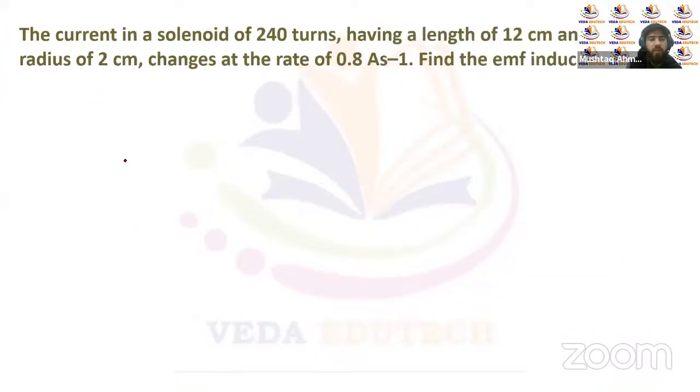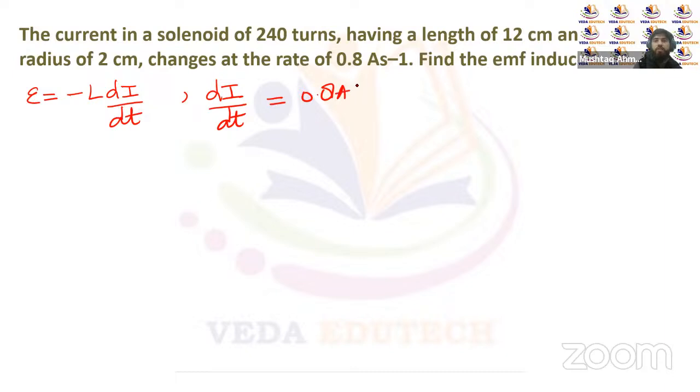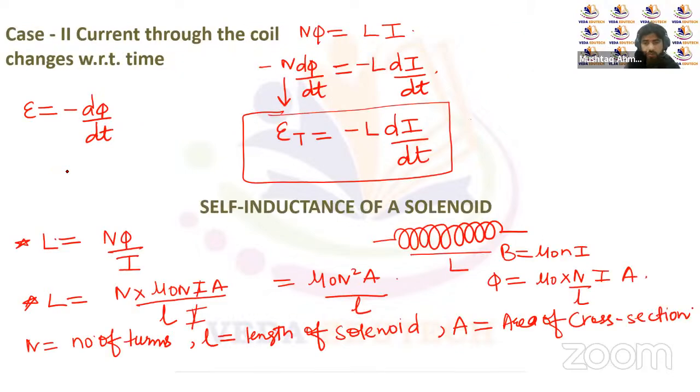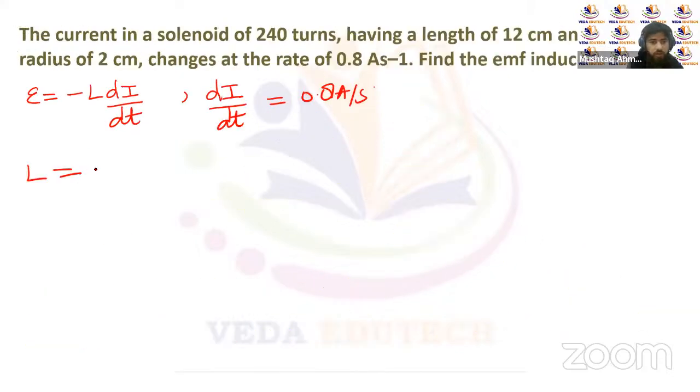The induced EMF is equal to minus L times dI over dt. The value of dI over dt is given as the rate of change of current, that's 0.8 ampere per second. Now we have to calculate the value of L. For a solenoid, the value of L was equal to mu naught N square A upon l.